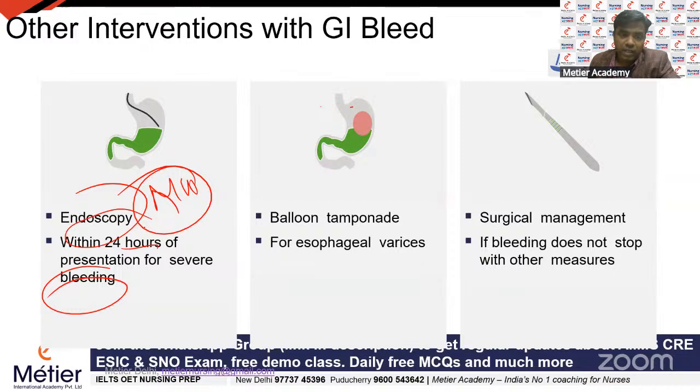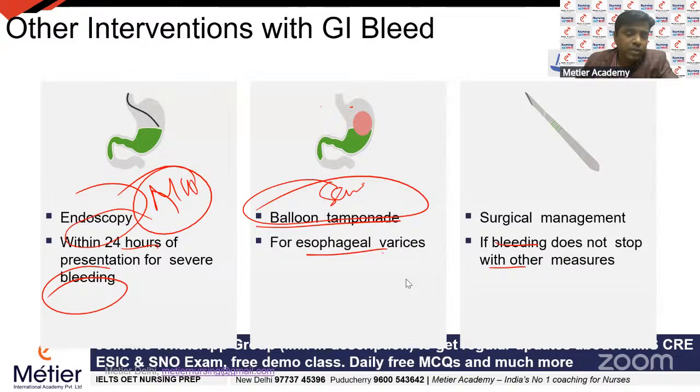If bleeding is confirmed, and cirrhosis of the liver or esophageal varices is confirmed, then they can go for the Sengstaken-Blakemore tube, which we will study in more depth in gastro. It is a balloon tamponade procedure, especially for esophageal varices, mostly an upper GI bleed. Then, if needed, they go for surgical management if bleeding does not stop with these measures.